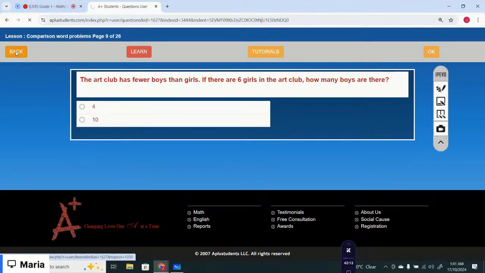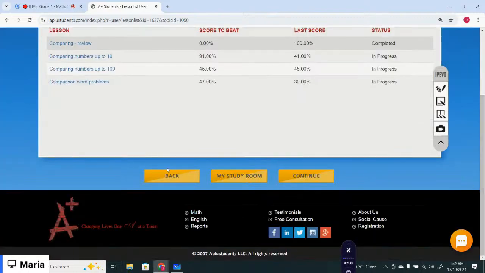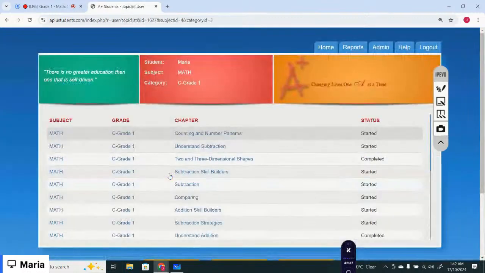Okay, you can complete the lesson by yourself later today. So we were working on grade 1 math. The chapter we were working on is comparing. The lessons we have covered today are comparing review, comparing numbers up to 10, comparing numbers up to 100, and comparison word problems. So please make sure before the next session you complete all the practice questions for the lessons we just did. That is your homework until next session.